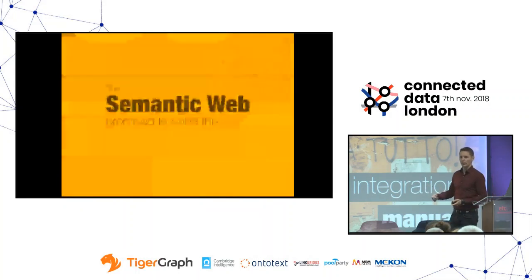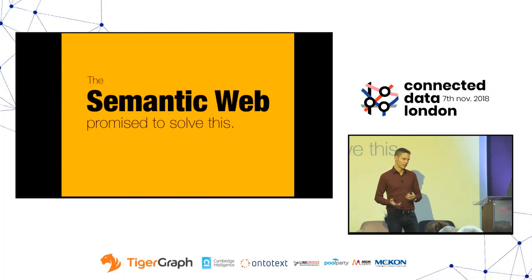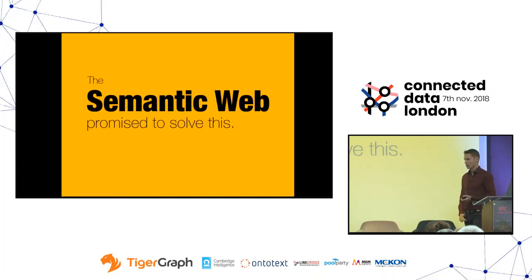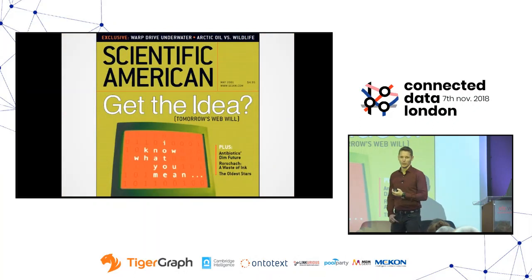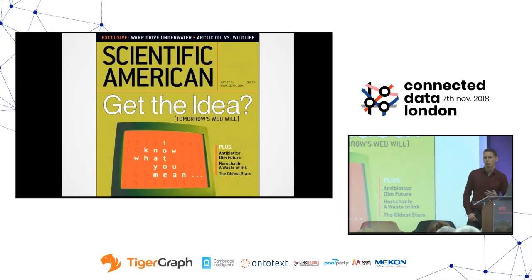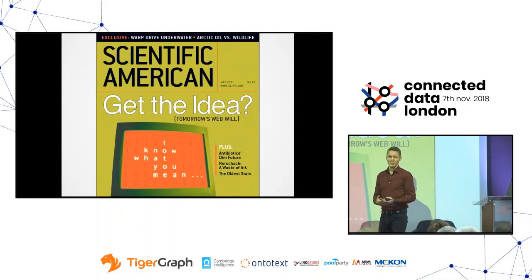And this was actually a problem that the Semantic Web promised to solve almost 20 years ago. As we all know, that didn't turn out quite well. This article, for instance, is probably the most famous one. It was published in the Scientific American in May 2001 by Tim Berners-Lee, who, by the way, happens to be the inventor of the World Wide Web. In it, he and a couple of his colleagues describe the vision of the Semantic Web.